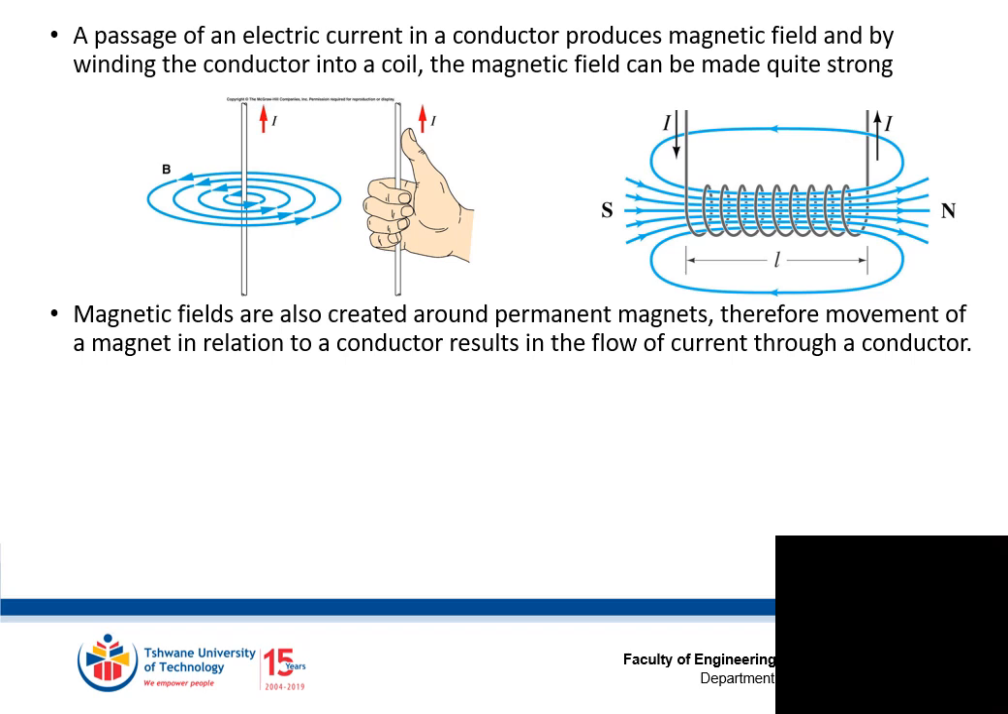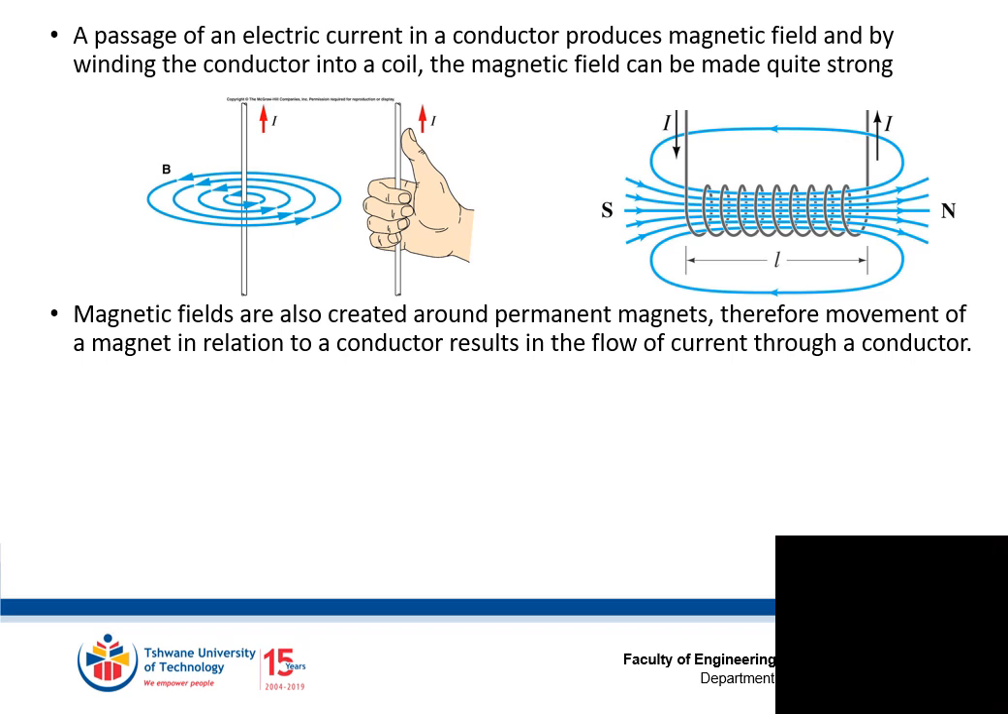You can use your right hand to determine the direction of the magnetic field. Your thumb will show the direction of the current, and the rest of the fingers show the direction of the magnetic field. So in this case, the magnetic field will be in a clockwise direction. So you'll have the magnetic field lines rotating around this conductor.